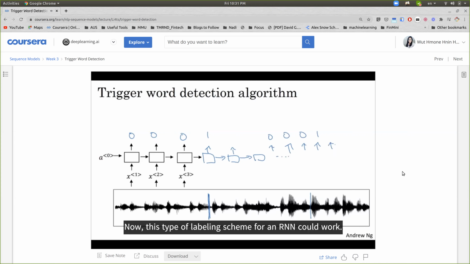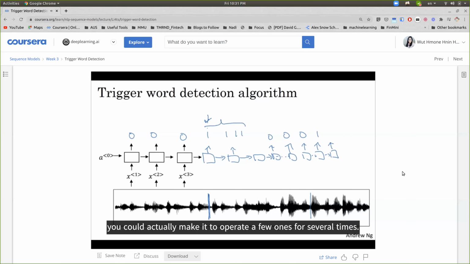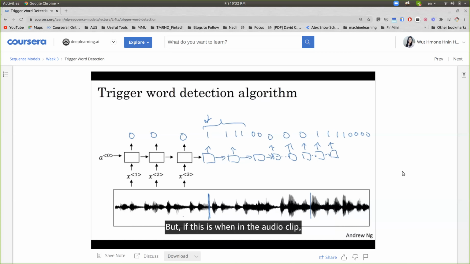Now, this type of labeling scheme for an RNN could work. Actually, this will work reasonably well. One slight disadvantage of this is it creates a very imbalanced training set with a lot more zeros than ones. So one other thing you could do that's a little bit of a hack, but could make the model a little bit easier to train, is instead of setting only a single time step to output 1, you could make it output a few ones for several times or for a fixed period of time before reverting back to 0. And that slightly evens out the ratio of ones to zeros. But this is a little bit of a hack. But if this is when in the audio clip the trigger word is said, then right after that, you can set the target label to 1. And if this is the trigger word said again, then right after that is when you want the RNN to output 1.